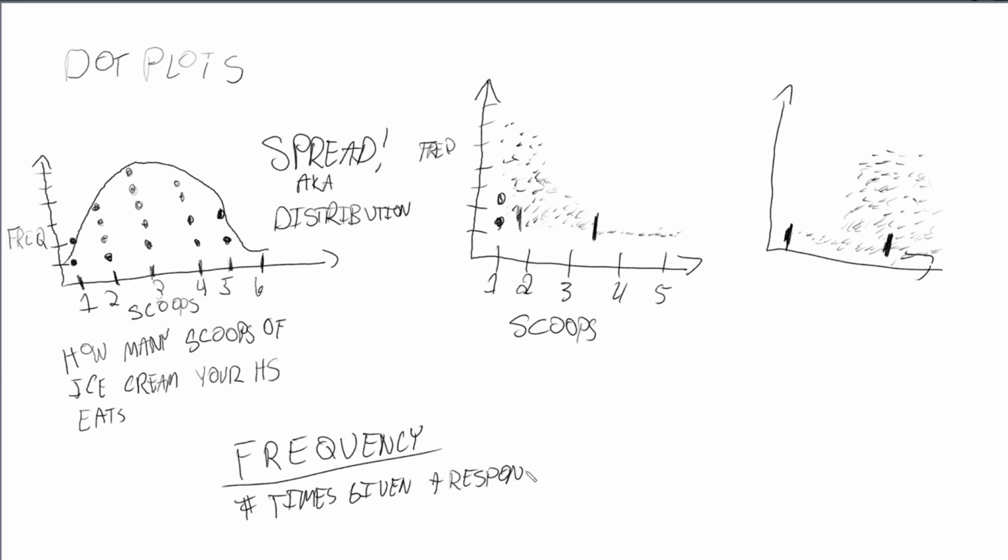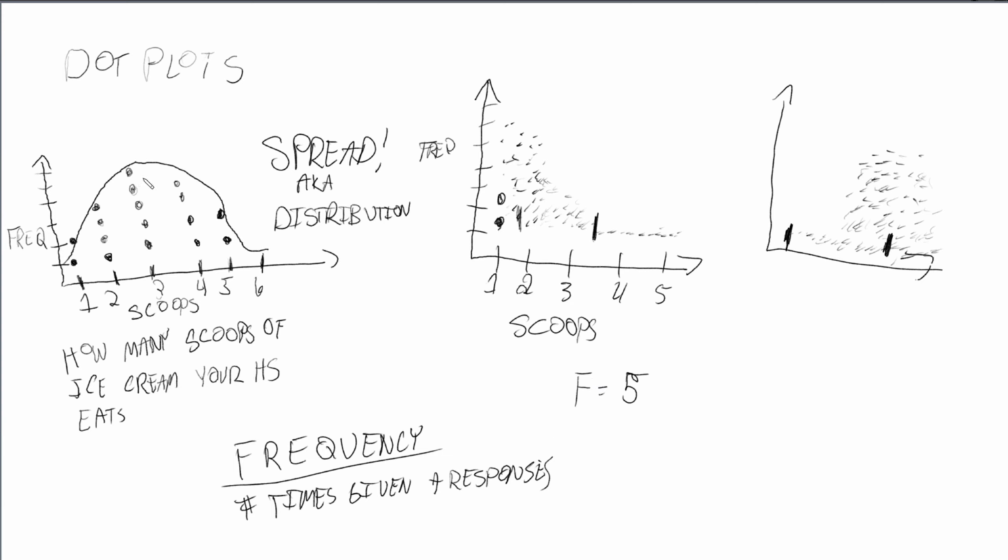And now this is not the math given like A given B. We're going to talk about that in the probability unit. Given is just referring to how many times you received a response from someone. So scoops. For example, the frequency of 3 scoops occurring is 1, 2, 3, 4, 5. So we can count that. So the frequency of that is going to be 5.